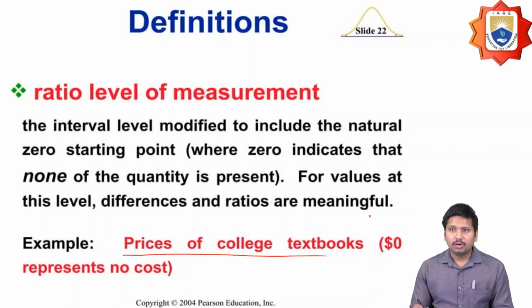Like prices of college textbooks, which start with $0, so that means no cost. Okay, so ratio level data includes a natural zero point, where zero indicates that none of the quantity is present. For example, the differences and the ratios are considered, so that will be treated as a ratio level of measurement.